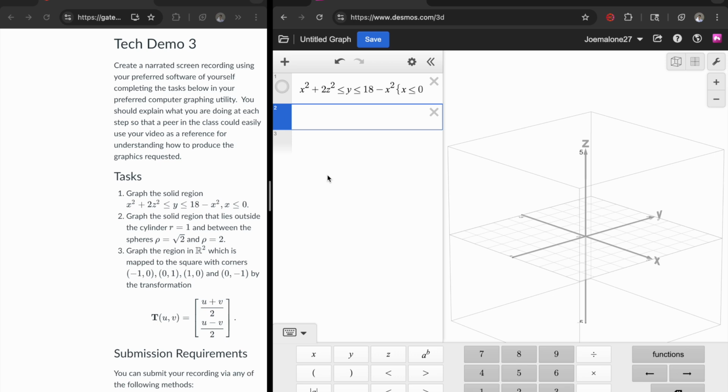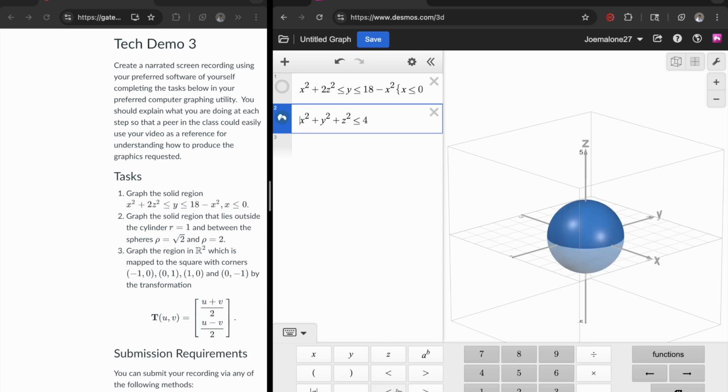Then we're going to do question 2, which is graph the solid region that lies outside the cylinder r equals 1, between spheres phi equals square root 2 and phi equals 2. So we know a sphere in these coordinates is x squared plus y squared plus z squared. Then we also want to give our bounds, which is between square root 2 and 2. So x squared plus y squared plus z squared is equal to rho squared, so on the right side it is less than or equal to 4.